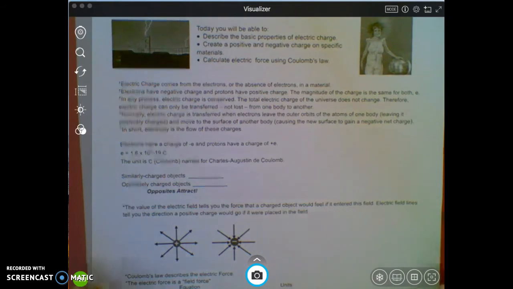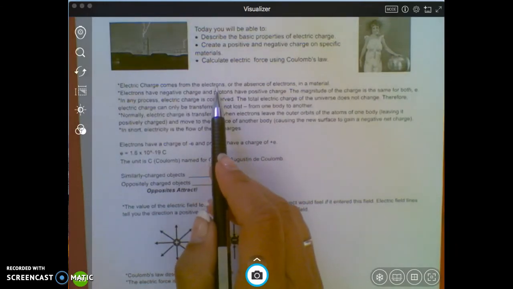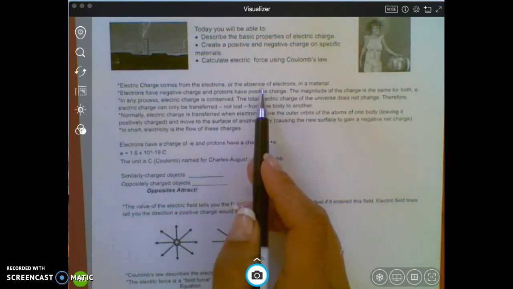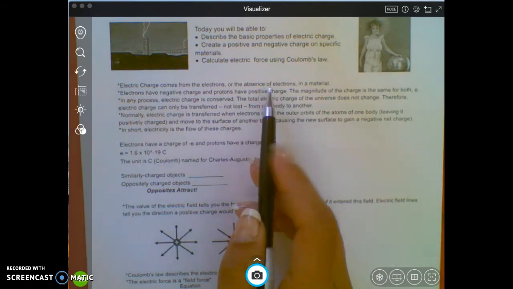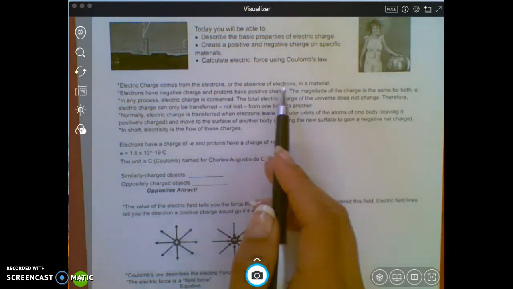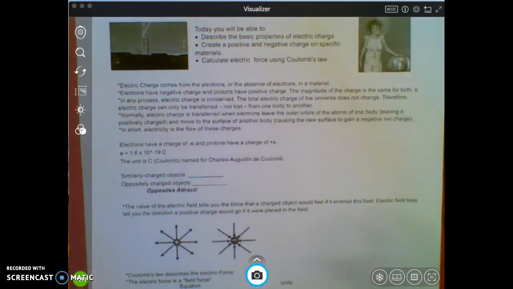Electric charge comes from the electrons or the absence of electrons in a material. If there are more electrons than protons in a material, we consider that material to be negatively charged. If there are fewer electrons than protons, we consider that material to be positively charged. It seems opposite, but it's because electrons are charged negatively, so more of them means negative charge.